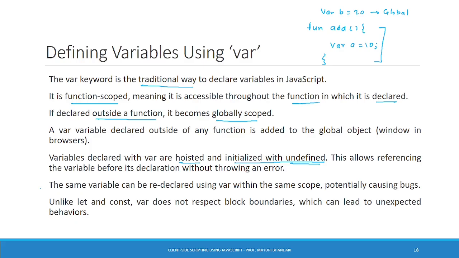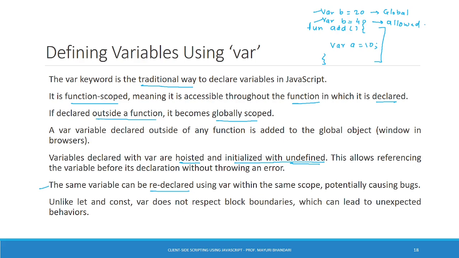Now one drawback of var is the same variable can be redeclared. So in the same scope, if I say var b is equal to 20 and again if I say var b is equal to 40, this is allowed. Ideally this should not be allowed because it will create confusion, but if you are using var to define variable, it is allowed. But if you are using let or const, it will not allow you to redeclare the variable.